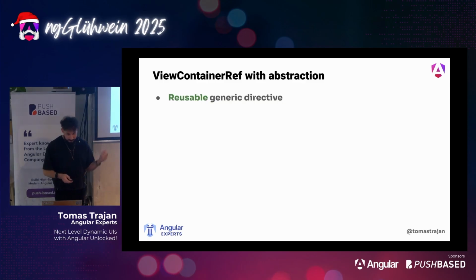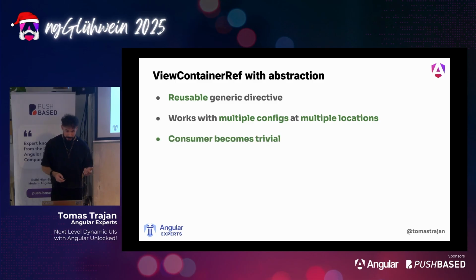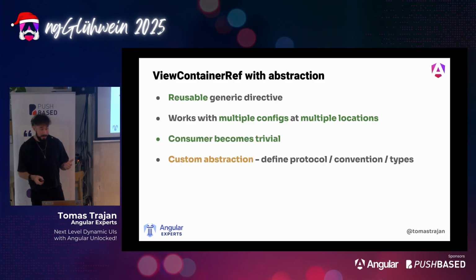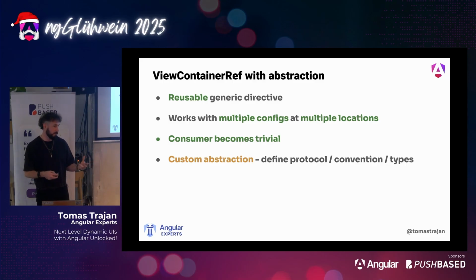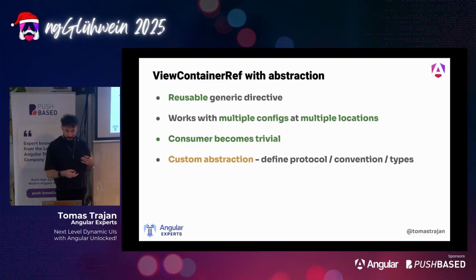All right. So we have this reusable generic directive, which works with multiple configs at multiple locations. The consumer became trivial. It's a custom abstraction, right? Whenever we get into that land of building our own framework in a framework, it really depends on whether we can justify it, if we have enough use cases for it. If not, maybe it's easier to go with a simpler solution which everybody will know, because everybody kind of knows Angular, but if somebody joins your project and has to learn 5 different custom abstractions, that's additional friction and learning curve before they can become effective. But again, it's a trade-off. Maybe it is worth it in your specific circumstance.